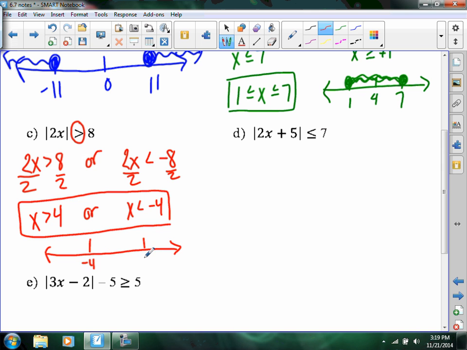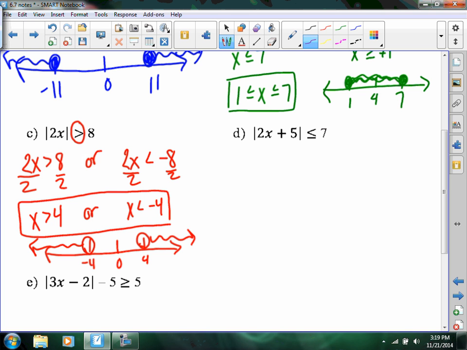So I've got negative 4 and 4. 0 can go in the middle. So I wanted everything above 4, so open circle and shade to the right. Everything less than negative 4, so again, open circle, shade to the left. Okay, so that looks like an OR graph. Looks like the oars in a boat. Okay.